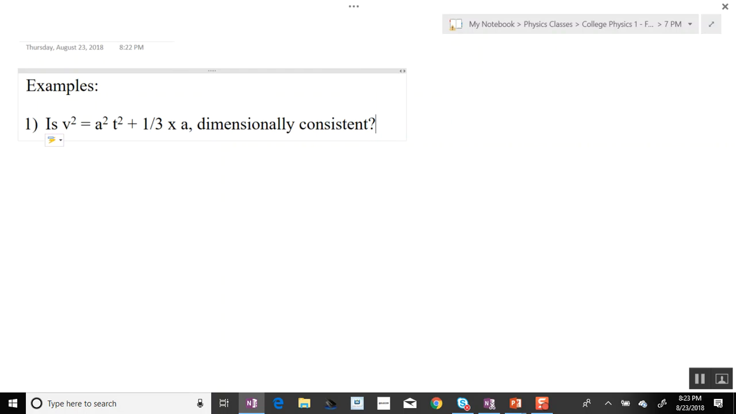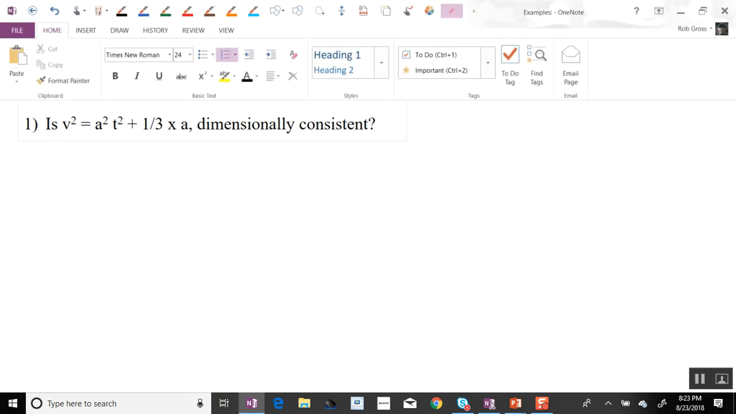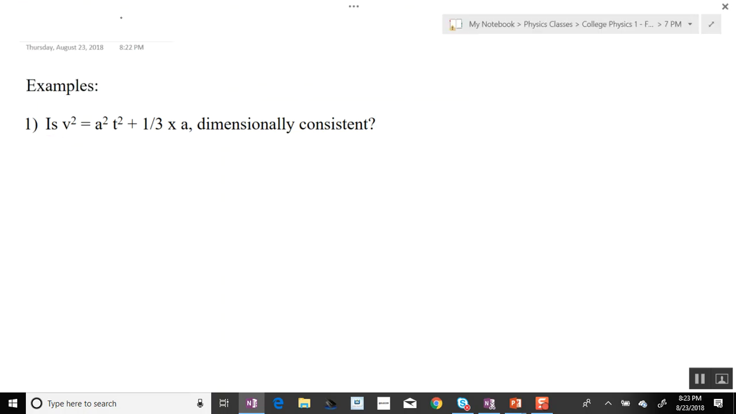So what we want to do is look at the dimensions of v squared. I keep on saying units, I mean dimensions, right? So that represents the dimensions of v squared. That's the left-hand side. Really, you can just make a list of each term, but I just do it all in one equation. It doesn't really matter.